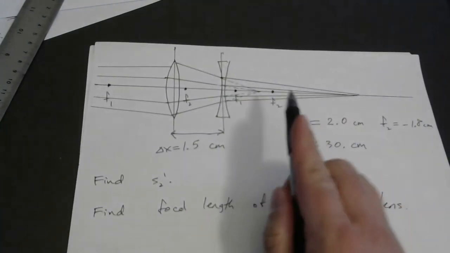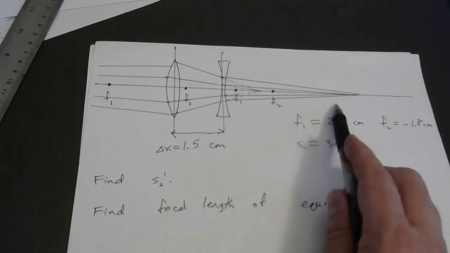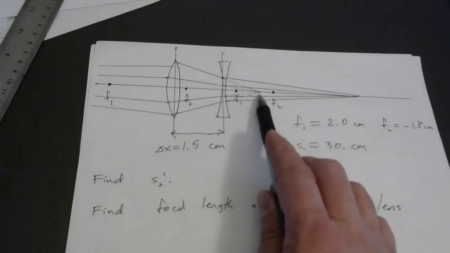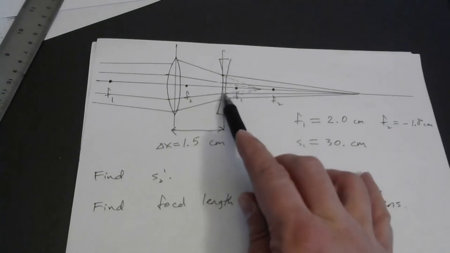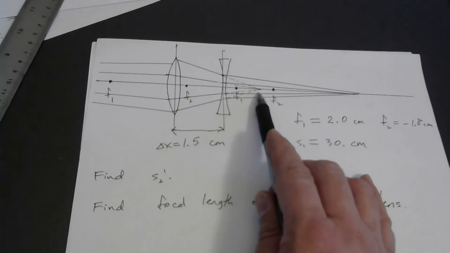So two things. Let's find where the final image is, which would be the location of this point. I'm calling that S2 prime. That's the image that comes out of the diverging lens. This would be the image that comes out of the converging lens, which serves as the object for the second lens. And again, because the object is on the right side of the diverging lens, we have to give it a negative sign for the object distance.